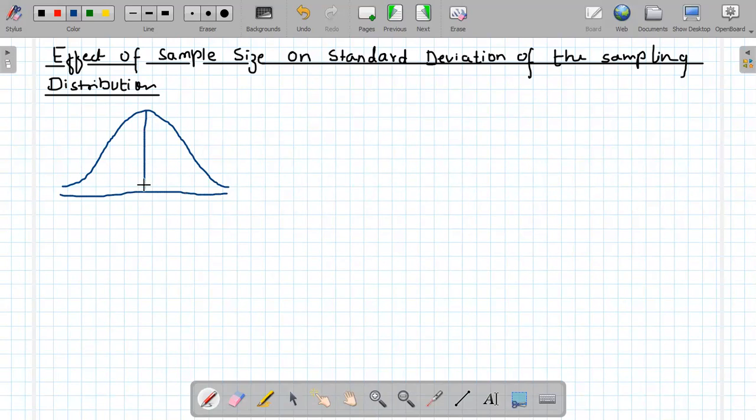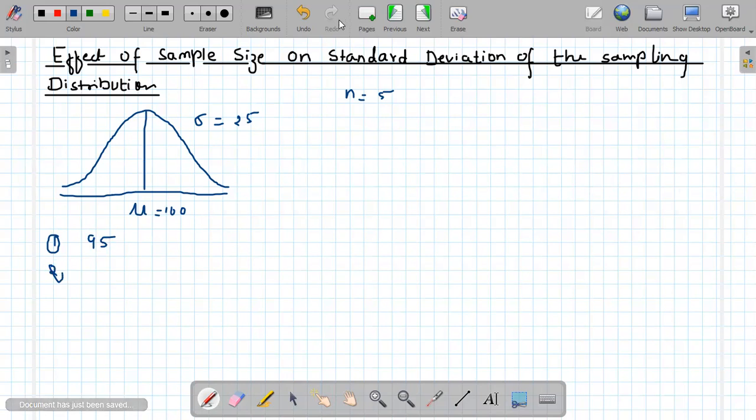whose mean is 100 and standard deviation is 25. Suppose we draw samples from the population and sample size n is equal to 5. And if we calculate sample means from these samples, which have sample size equal to 5, these means are suppose 95, 106, 101, and so on.